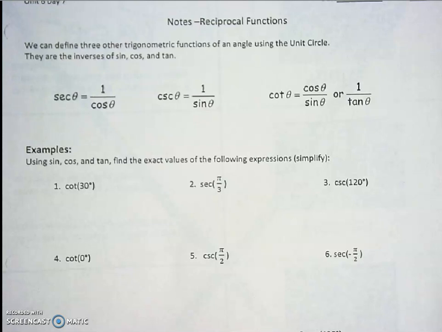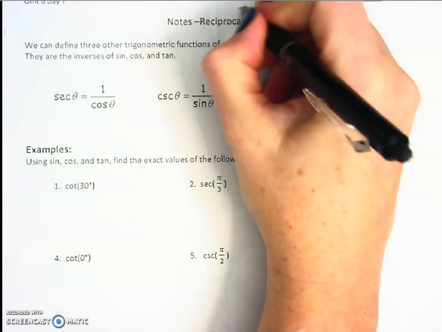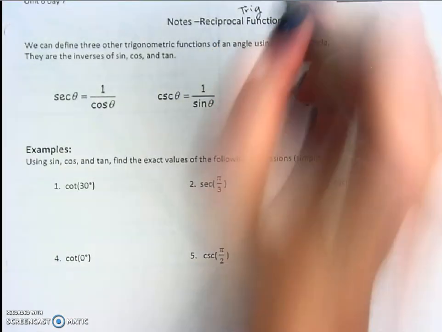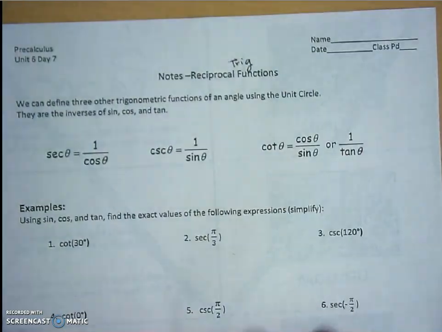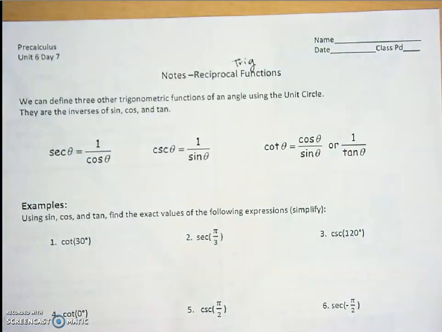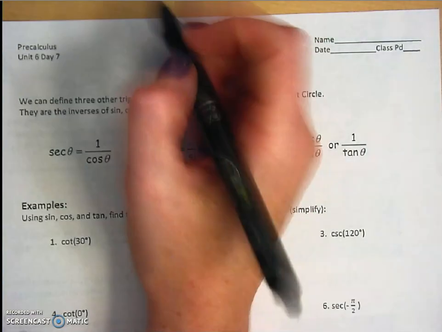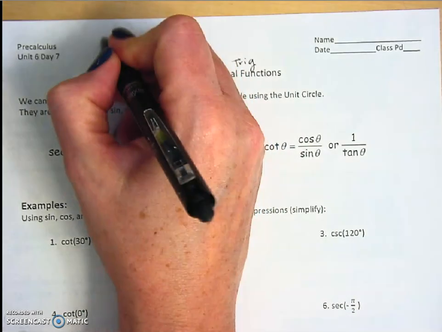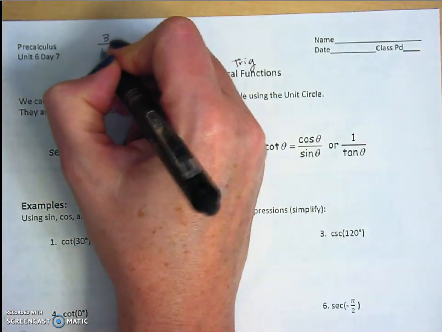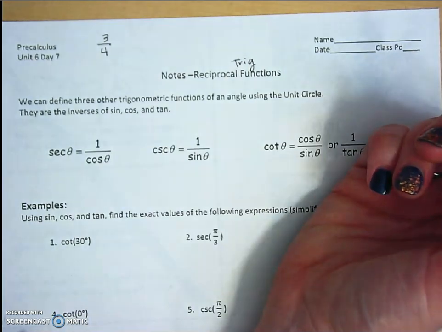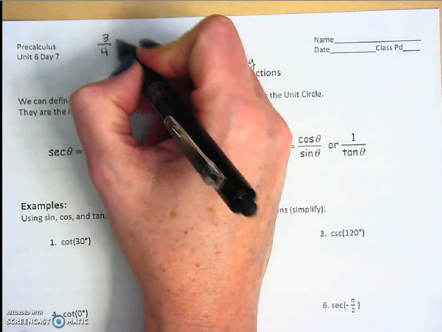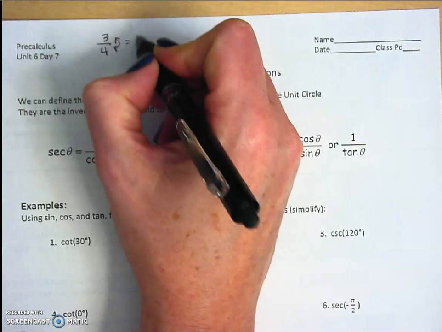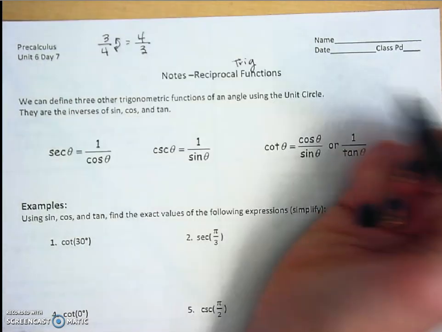Here is our video for reciprocal functions, reciprocal trig functions. And I want to start by just reviewing what we mean by a reciprocal. For example, if I gave you the number 3/4 and asked you for the reciprocal, you would flip this around and make it 4/3.